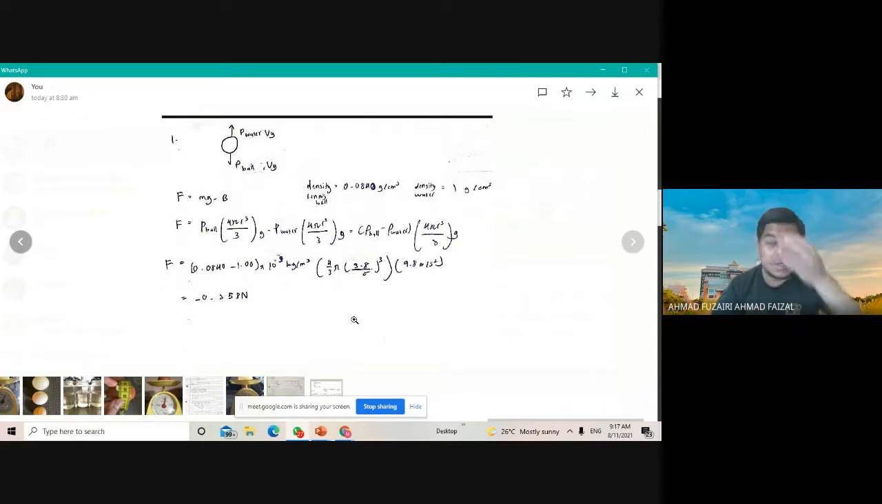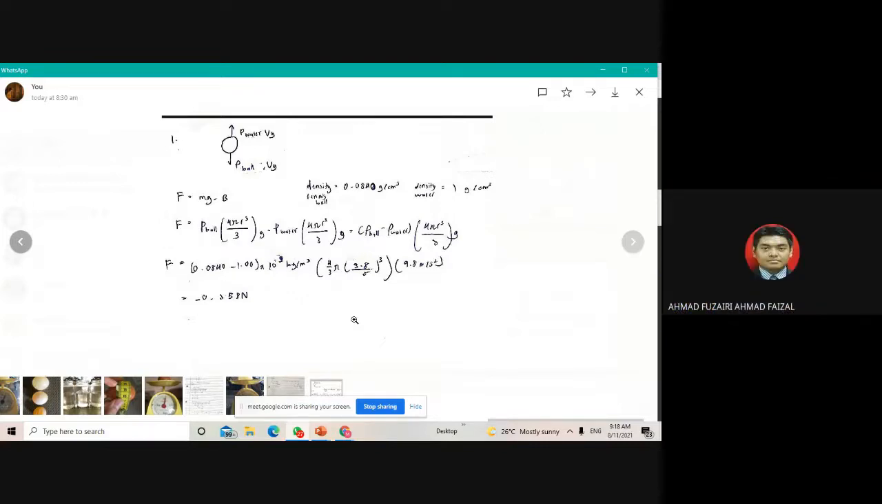Dan kena bezakan antara mg dengan B. mg macam mana? Kenapa dia buat macam ni? Okay. Sebab mg menggunakan rho ball. Tapi kalau buoyancy force dia gunakan rho of water. Tu beza dia kat situ. Sebab V dia sama. V object kedua-duanya sama. Okay, sir. Next. Thank you, sir.